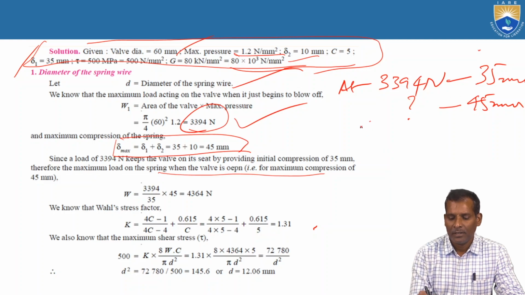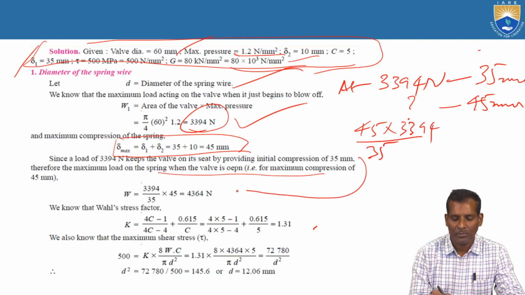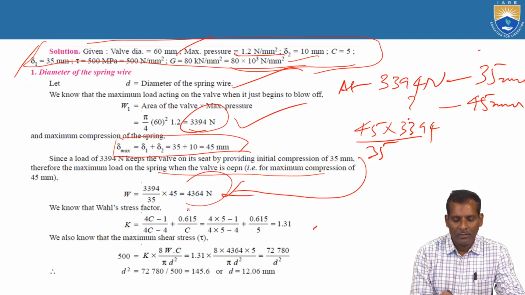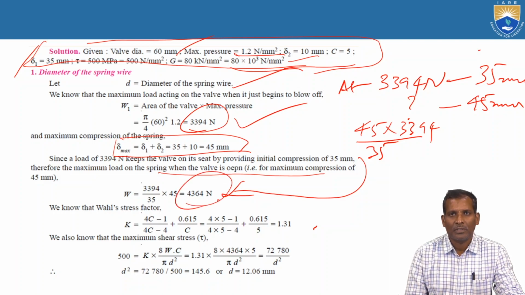So calculate here 45 into 3094 divided by 35. So that step is written here. The load obtained is 4,364 newtons.